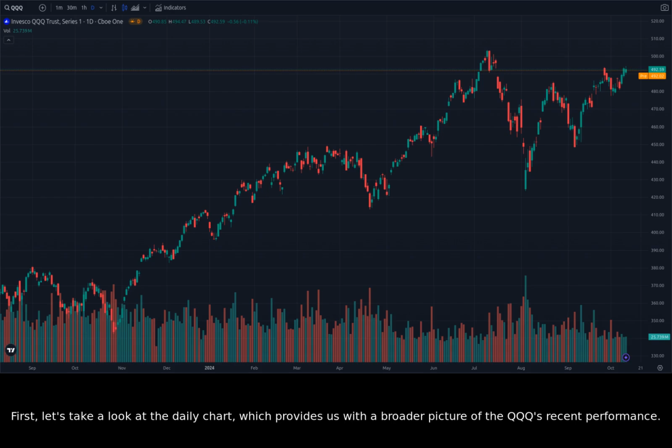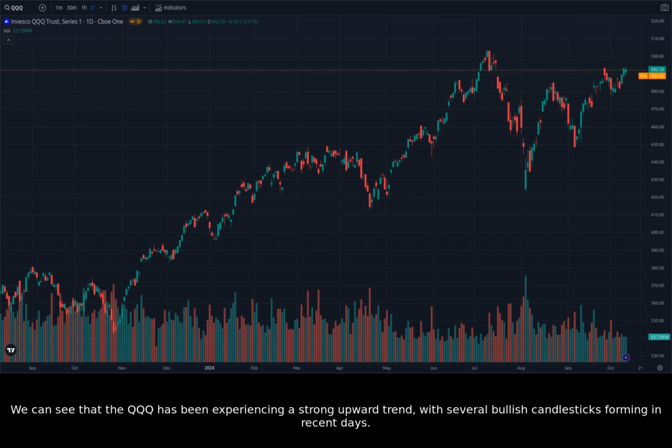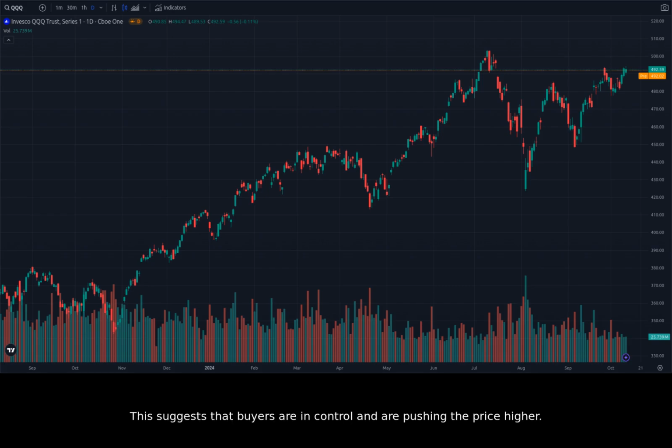First, let's take a look at the daily chart, which provides us with a broader picture of the QQQ's recent performance. We can see that the QQQ has been experiencing a strong upward trend, with several bullish candlesticks forming in recent days. This suggests that buyers are in control and are pushing the price higher.